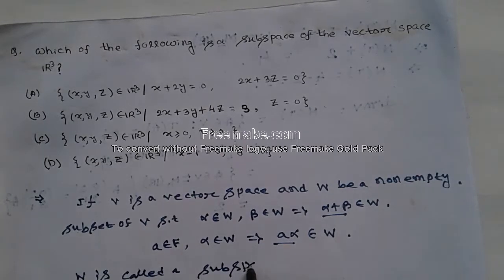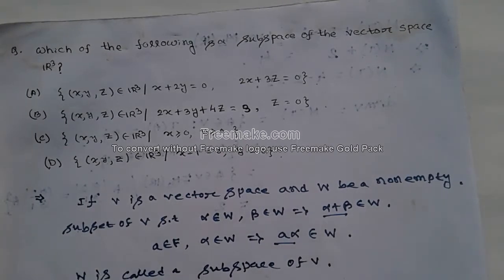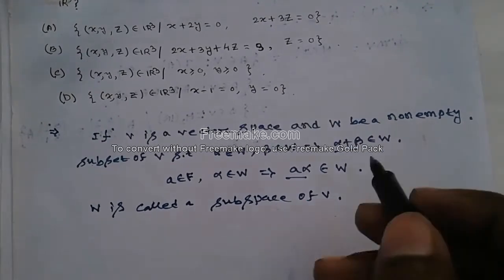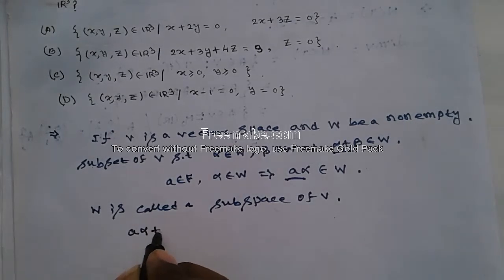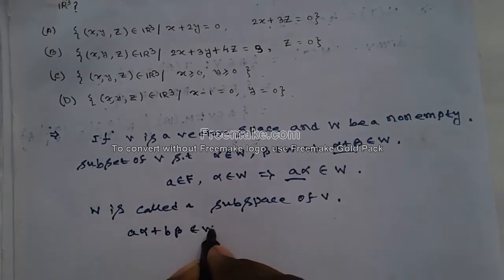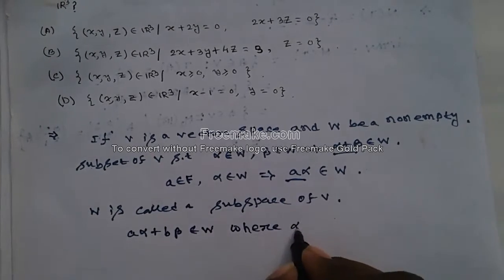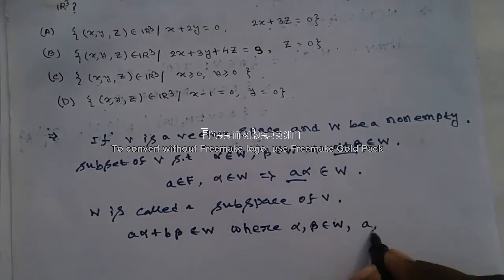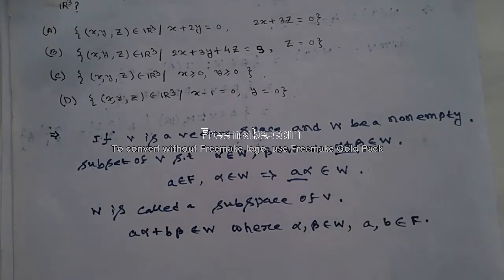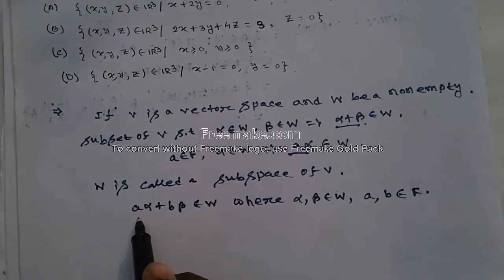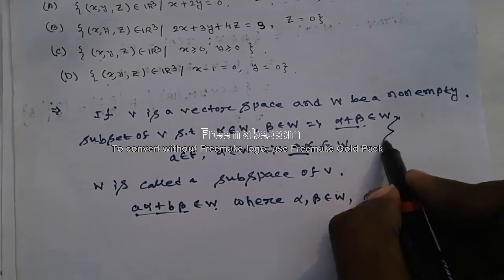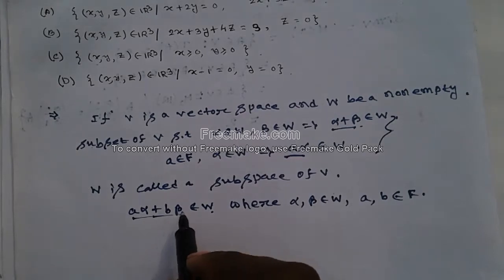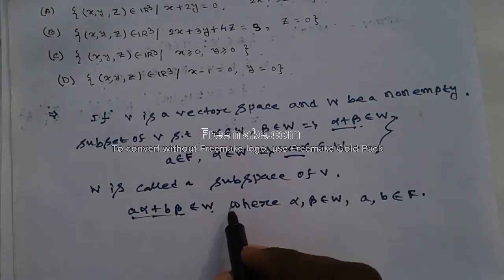subspace of the vector space V. Now, if we combine these two conditions, we get another condition: a alpha plus b beta belongs to W, where alpha, beta belong to W and a, b belong to the scalar field F. If this condition holds for a non-empty subset W, then we say that W is a subspace of the vector space V.